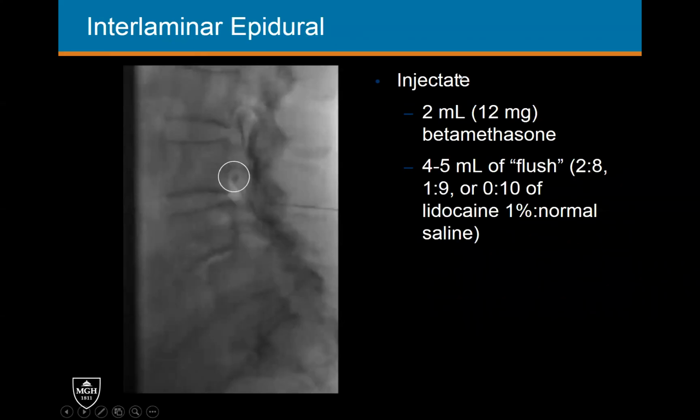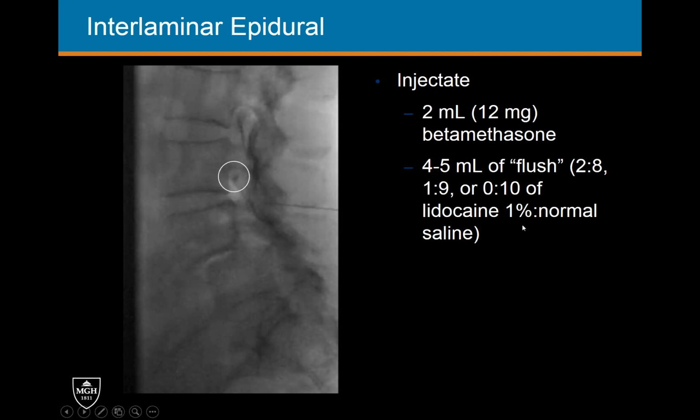All right, so for our injectate right now, as I mentioned, we're using 2 mL of betamethasone, the particulate steroid or a crystalline suspension, and then we also use about 4 to 5 mL of a flush, which is a mixture of lidocaine and normal saline. This is for the immediate diagnosis. So a lot of these procedures are a combination of diagnostic and interventional, right?